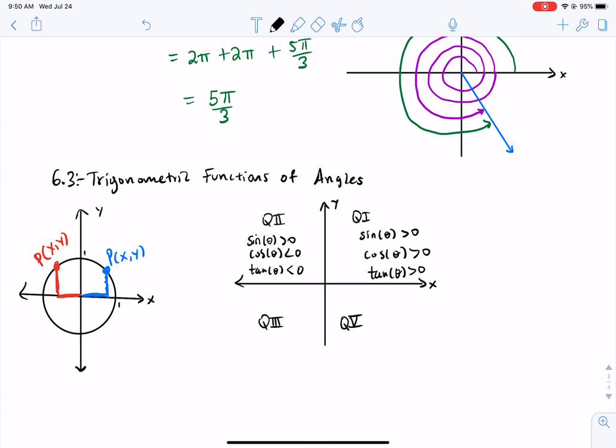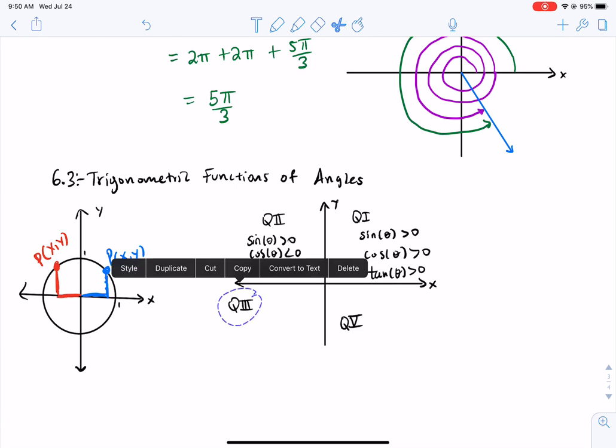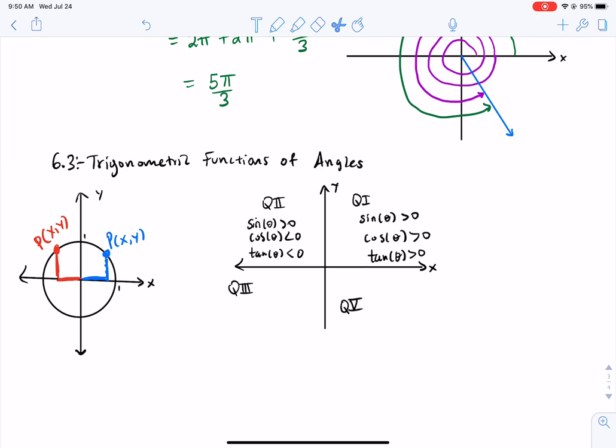And what about in the third quadrant? Sine is negative, cosine is negative, tangent is positive. So in here we follow the same logic for this one. You say sine is negative, right?